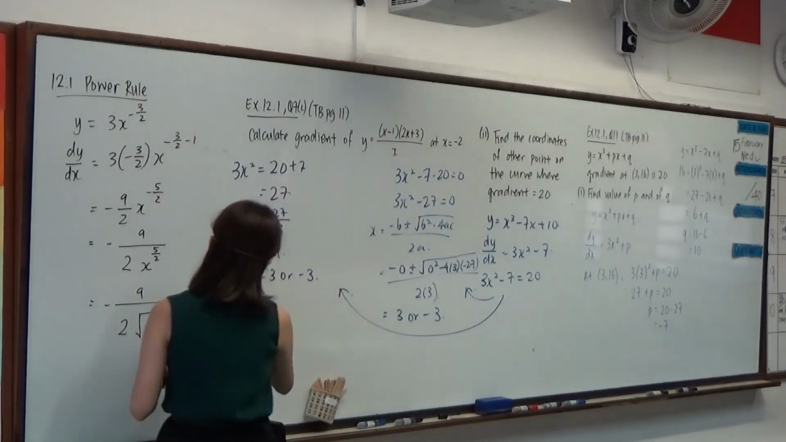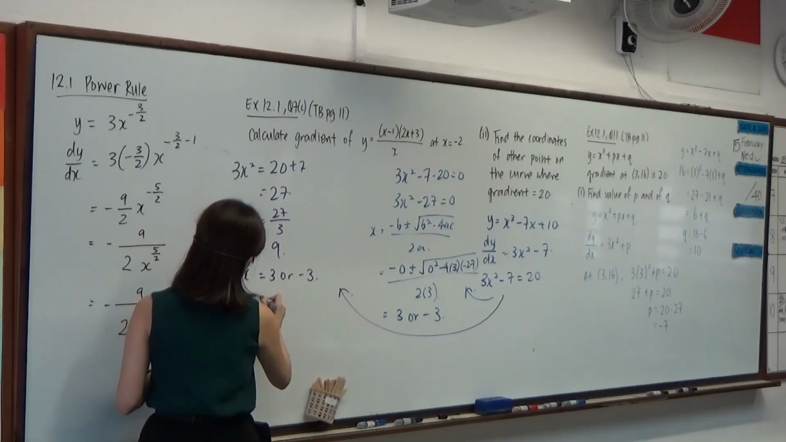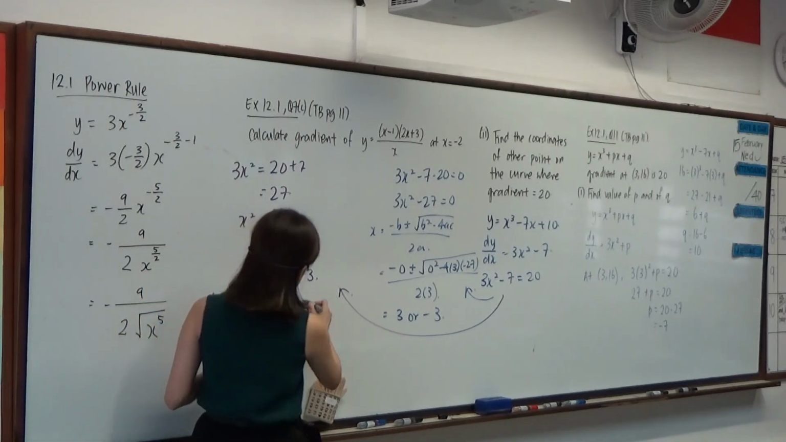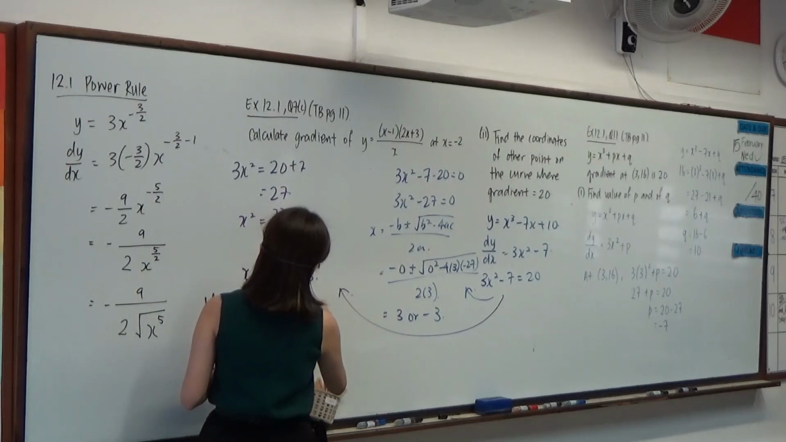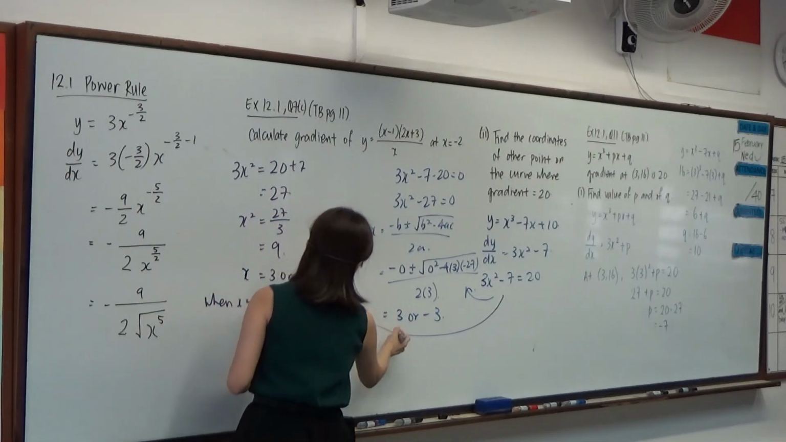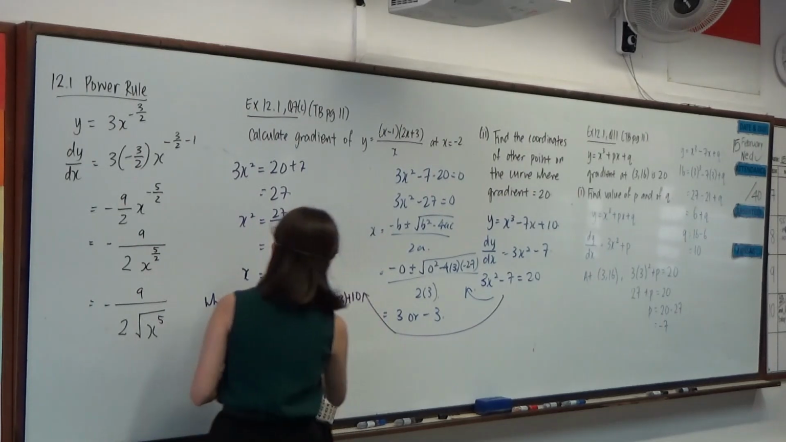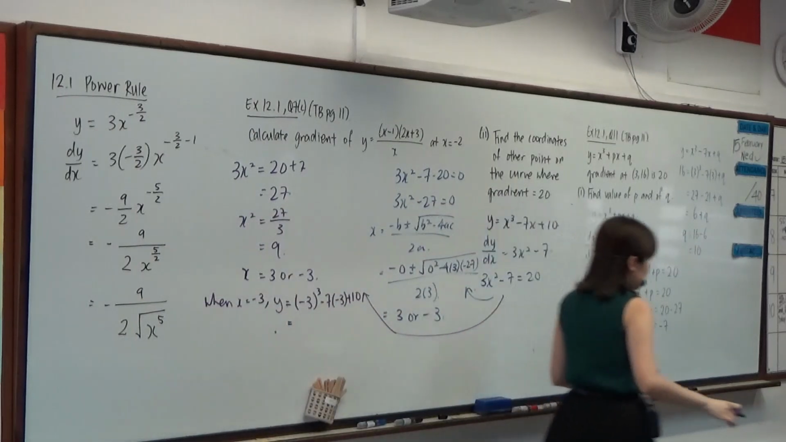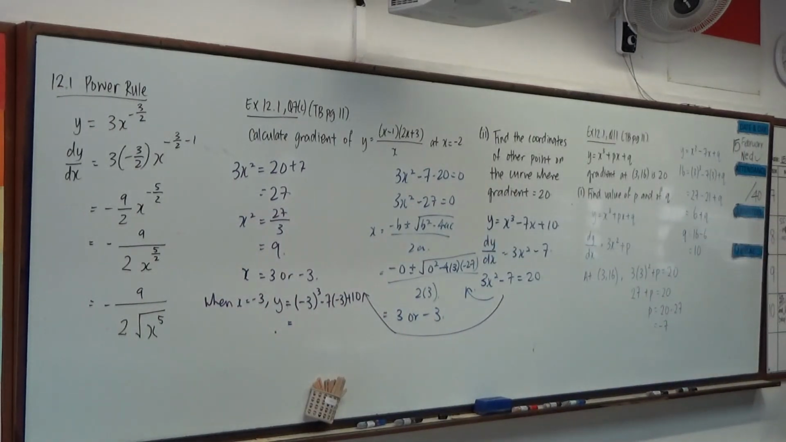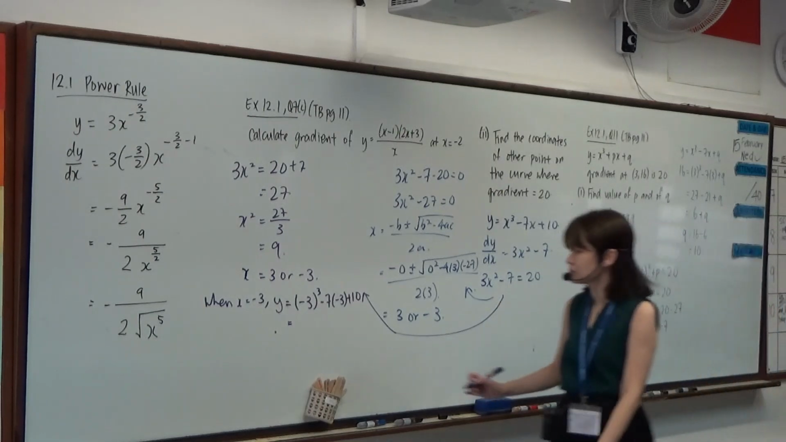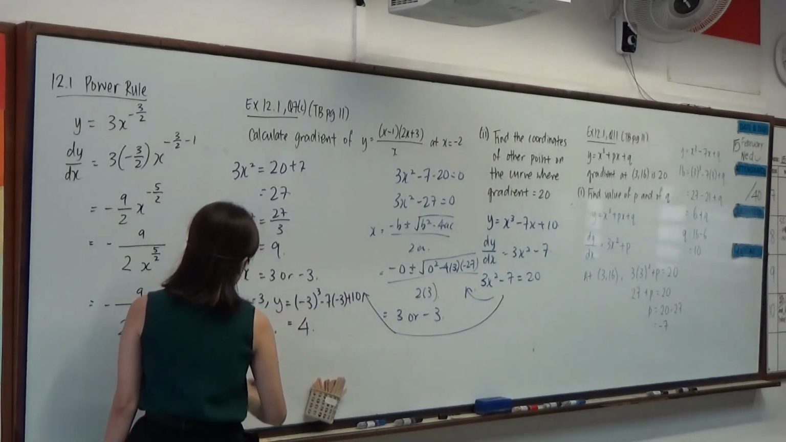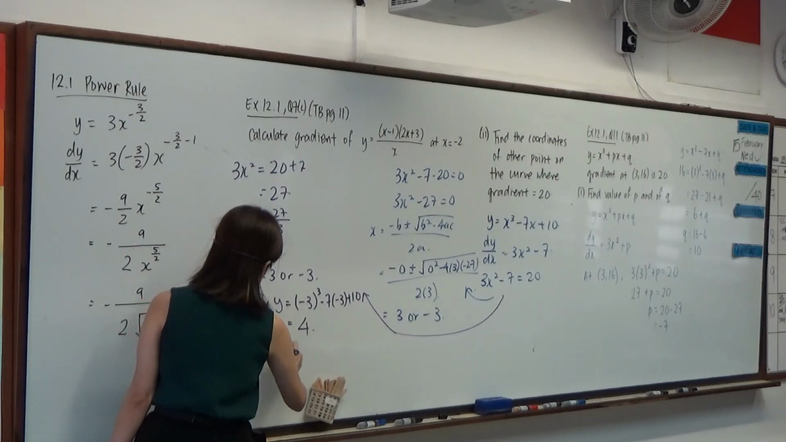So if I were to continue here, when x equals negative 3, y would be equal to negative 3 cubed minus 7 times negative 3 plus 10. And that value is going to be 4. So therefore the coordinate is (-3, 4).